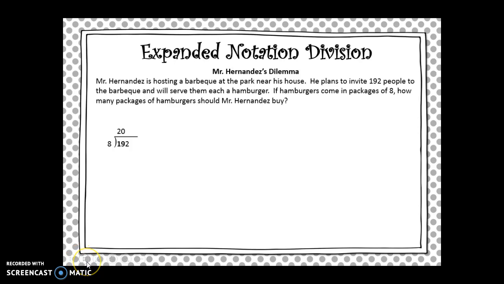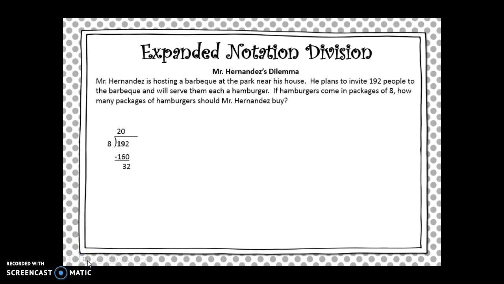My next step is then to multiply 20 times 8 and write that answer right below 192. And you'll see that I've done that. 20 times 8 is 160. I'm then going to subtract 160 from 192 to see what I have left or remaining. When I subtract that, you will see that I got 32. Pause the video so that you are writing down each step of this process.